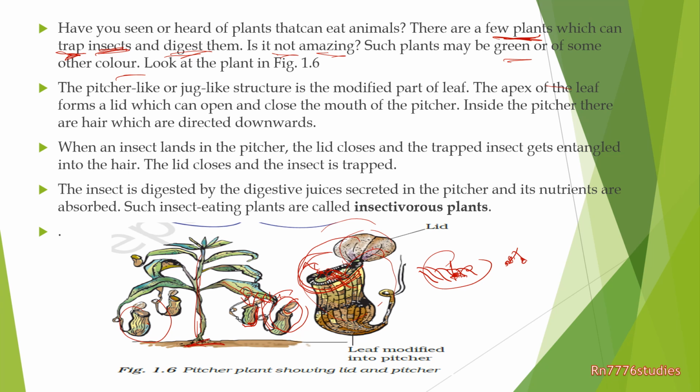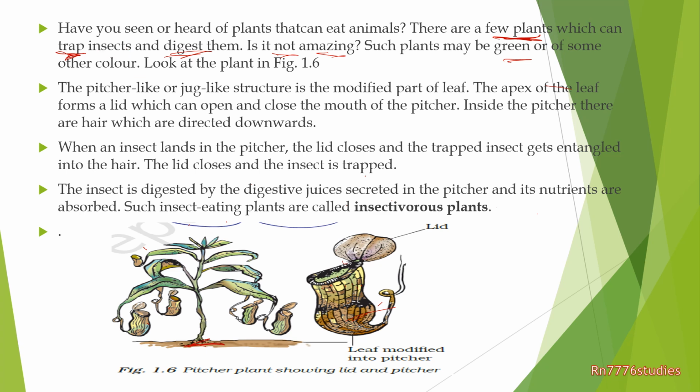The lid closes and the insect is trapped. The insect is digested by the digestive juices secreted in the pitcher and its nutrients are absorbed. Such insect eating plants are called insectivorous plants. Okay, so the plants which eat insects are called insectivorous plants. I hope the concept is clear.